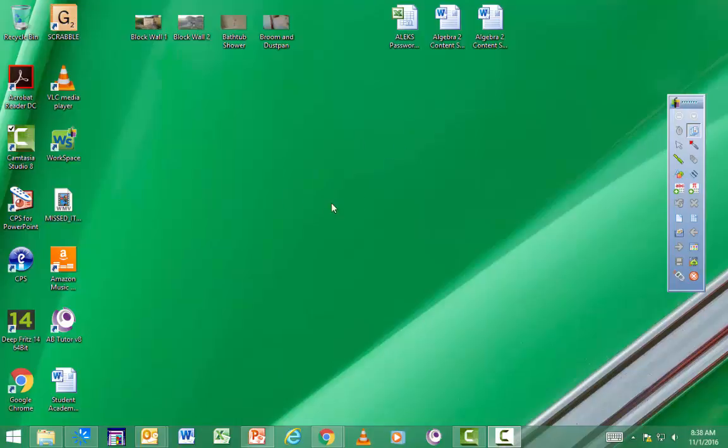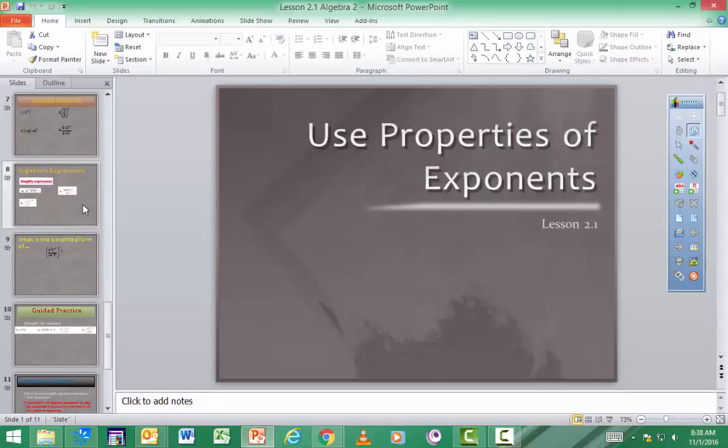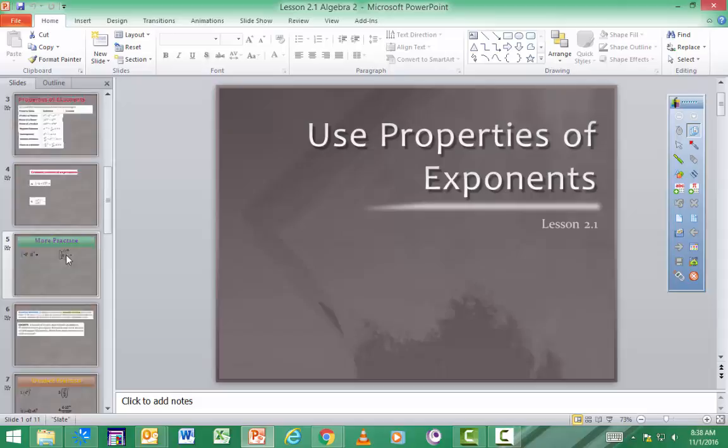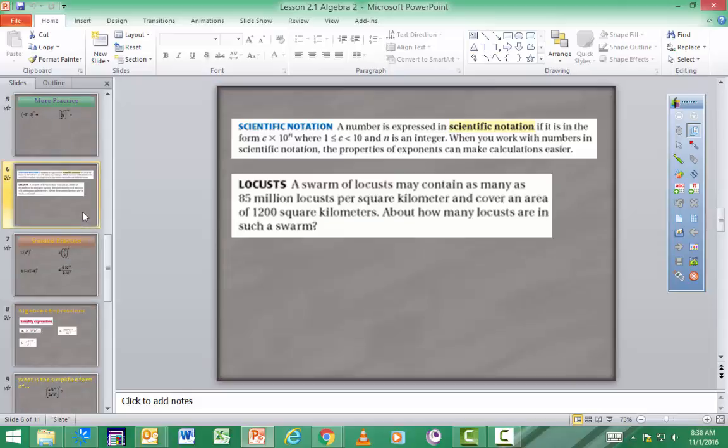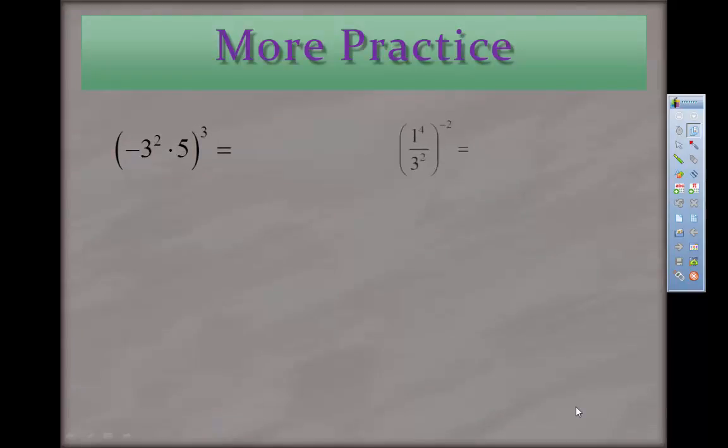Okay, let's wrap up yesterday's lesson. We'll do some examples, and we'll also talk about scientific notation. Right here. Let's go to here. Okay, so I'm going to go over a couple examples, like I said, and then this will be a little bit of review.